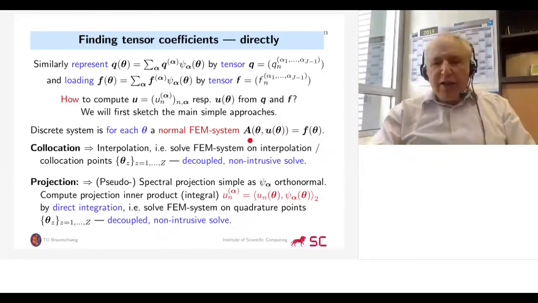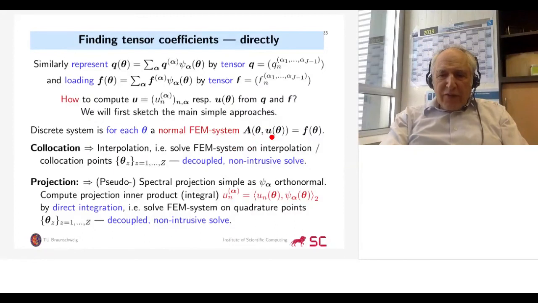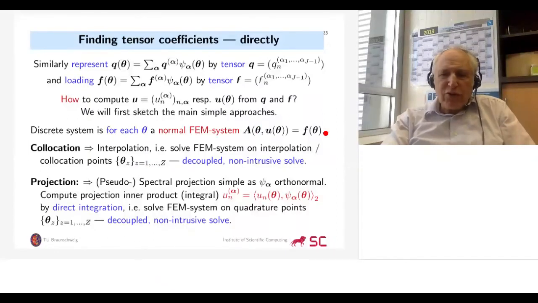And then after we've had this at a couple of points, we use interpolation to interpolate between these points. So we take collocation points or interpolation points, and at each of these points we solve the FEM system. These are decoupled, what's called non-intrusive solves.